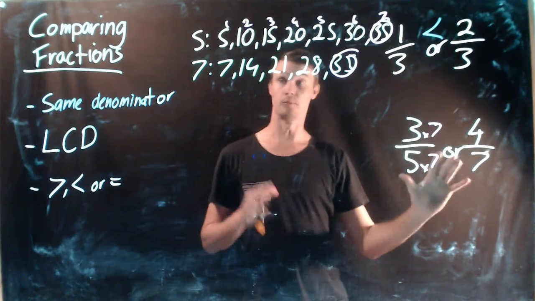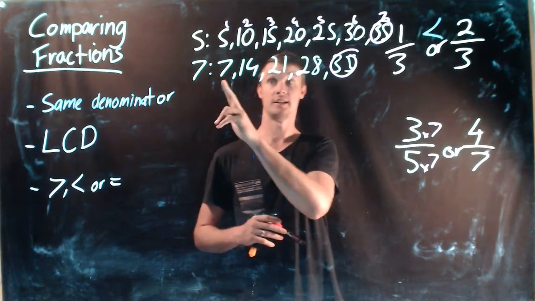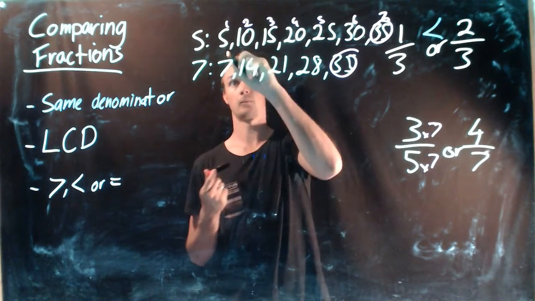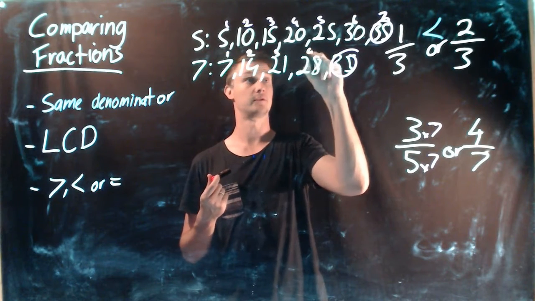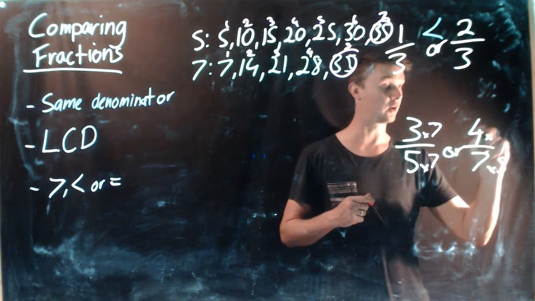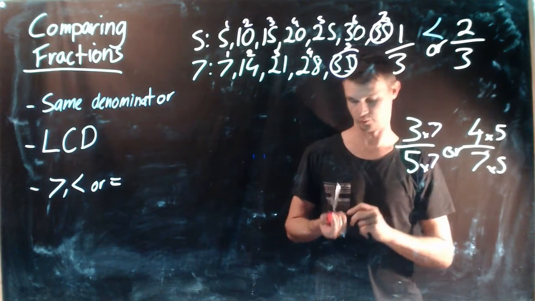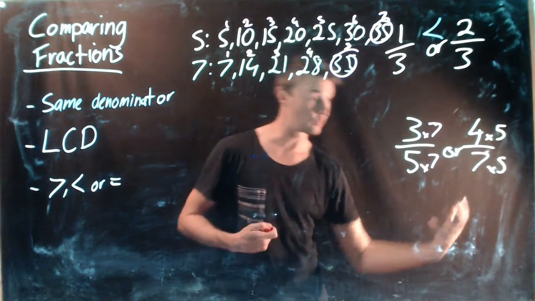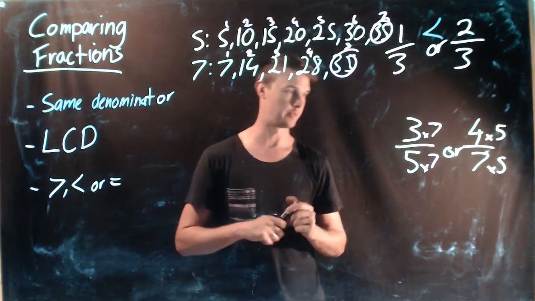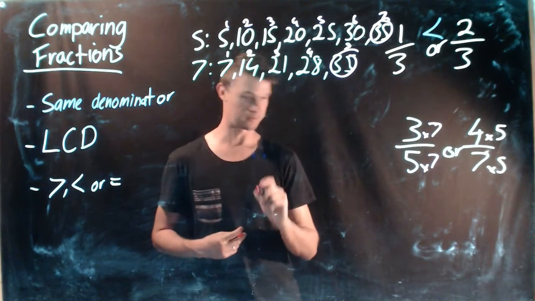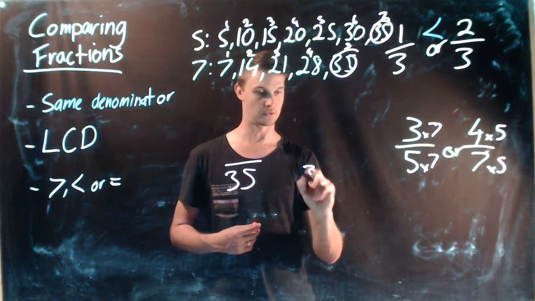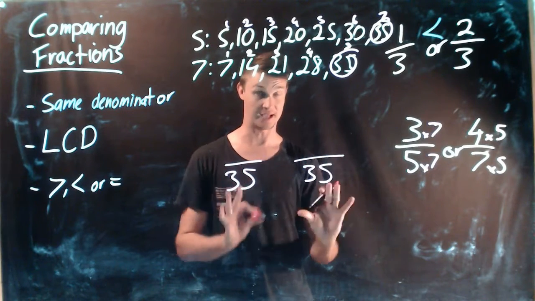Now I can move on to the other fraction. For 7, I listed 1, 2, 3, 4, 5 multiples to reach 35, so if I multiply 7 by 5, I must also multiply 4 by 5. That will give me another set of fractions which I can easily compare. 5 times 7 is 35, and 7 times 5 is also 35, so I have the same denominator.